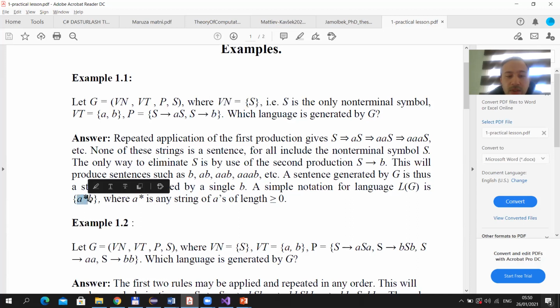And A star was already explained in the lecture. So this is the continuous string. We can put as many A's as we want, but finish with B here. So any questions related to the first exercise?